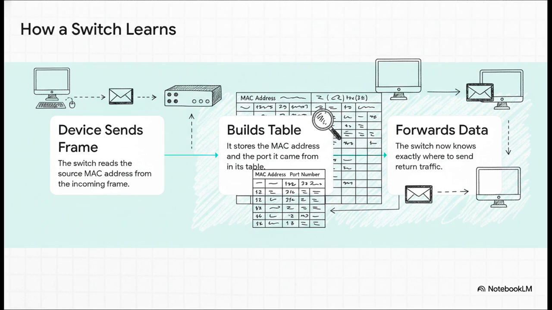The first time a computer sends out any message, the switch takes a look. It reads that computer's unique hardware ID, that's its MAC address, and makes a note of which physical port it's plugged into. It builds this internal table, kind of like a little address book. So the next time a message comes in for that PC, the switch knows exactly which port to send it to, and it doesn't bother anyone else.